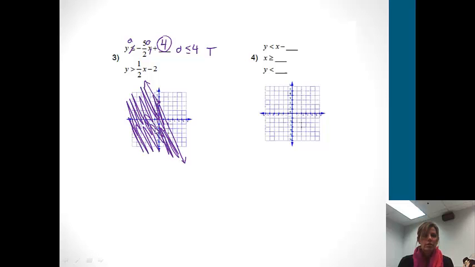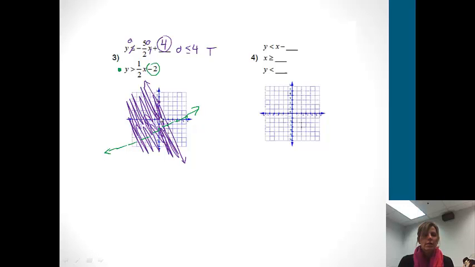I'm going to do lots of shading here. Switch my colors. Okay, green, here we go. This one I'll start down at -2. Kind of hard to see sometimes with these colors going on. I'm going to go up 1 over 2, up 1 over 2, up 1 over 2. It's going to be a dashed line because there's no equal sign.